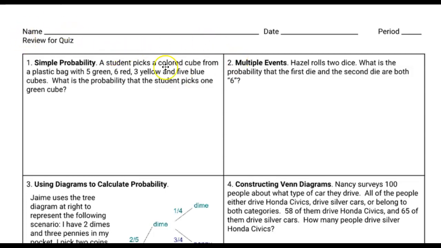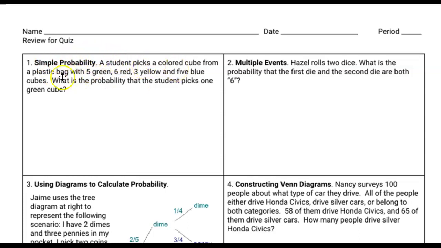Hello students, this is the Quantitative Reasoning Unit 2 Concept 3 review. We're going to be taking a quiz on this tomorrow, so take a look at these different types of sample review questions. The first one is simple probability.